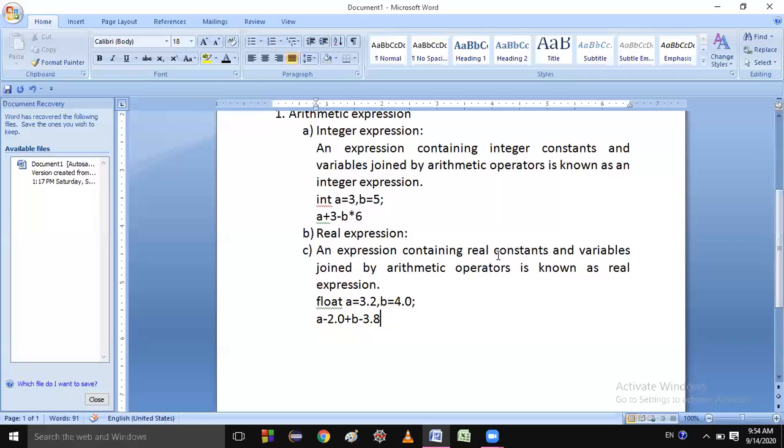So this expression satisfies the definition: an expression containing real constants and variables. These are the real constants: 2.0 is a real number, 3.8 is a real number, and a and b are also float type, 3.2 and 4.0. It also has arithmetic operators: plus, minus and minus. So this comes to the real expression. I think your concept is clearing now.